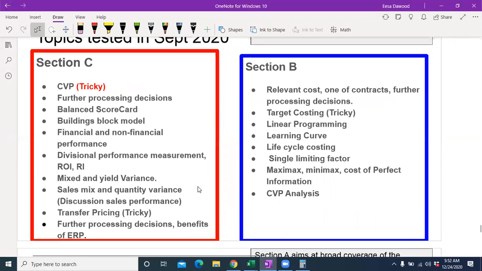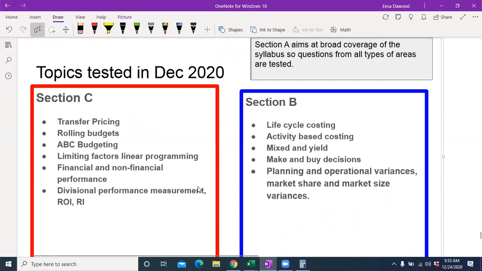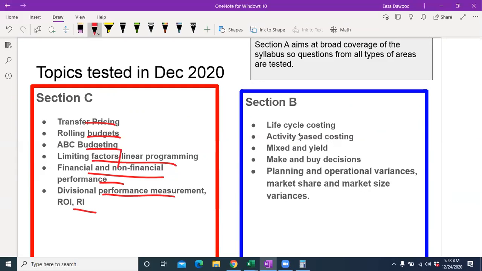So these are the topics tested in September, and these are the topics tested in our latest session, December 2020. The questions were on transfer pricing, rolling budget, ABC budgeting, limiting factor, single limiting factor, multiple limiting factor, financial and non-financial performance, divisional performance. Section B was based on life cycle costing, activity-based costing. That's what the students have told me has been examined in the December session: mix and yield variance, make and buy.